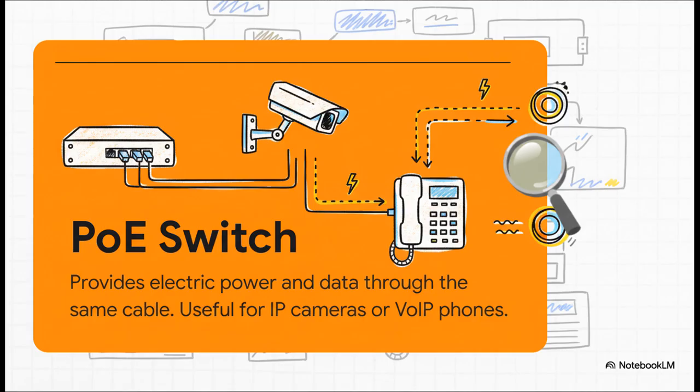And finally, there's the incredibly convenient PoE, or Power over Ethernet switch. This clever device sends both your network data and electrical power over the very same Ethernet cable. This is a total game changer for installing things like security cameras, wireless access points, or office phones, because you don't need to run a separate power outlet to them.